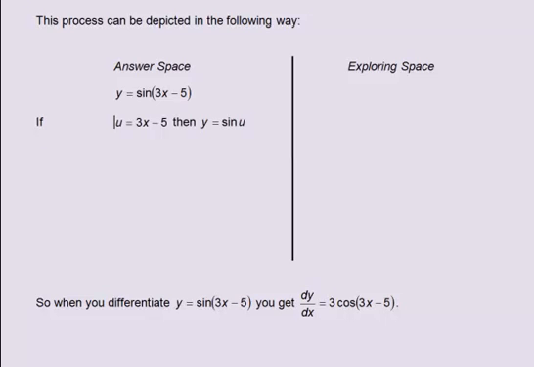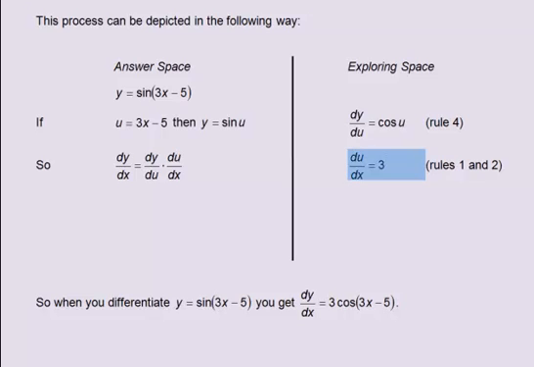If u equals 3x minus 5, then y equals the sine of u. Chain rule, so dy by dx equals dy by du multiplied by du by dx. Dy by du equals cos u from rule 4. Du by dx equals 3 from rules 1 and 2. Substituting in, dy by dx equals cos of u multiplied by 3 equals 3 cos u.